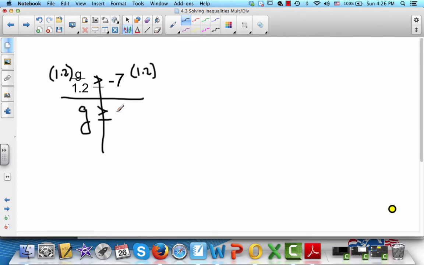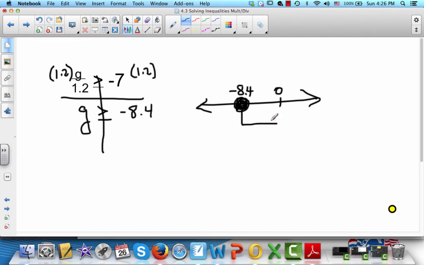So it stays greater than or equal to and gives us negative 8.4. And our graph looks like this. It says greater than or equal to, so we color it in. And it says greater than, so that's to the right.